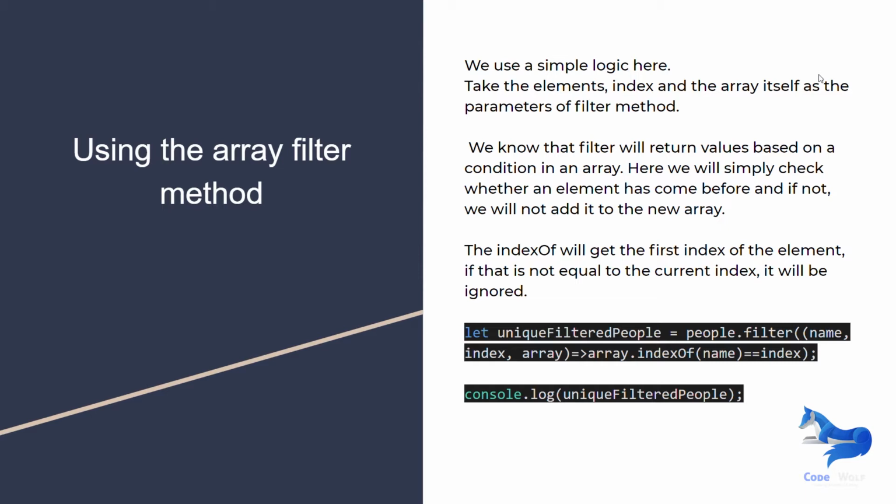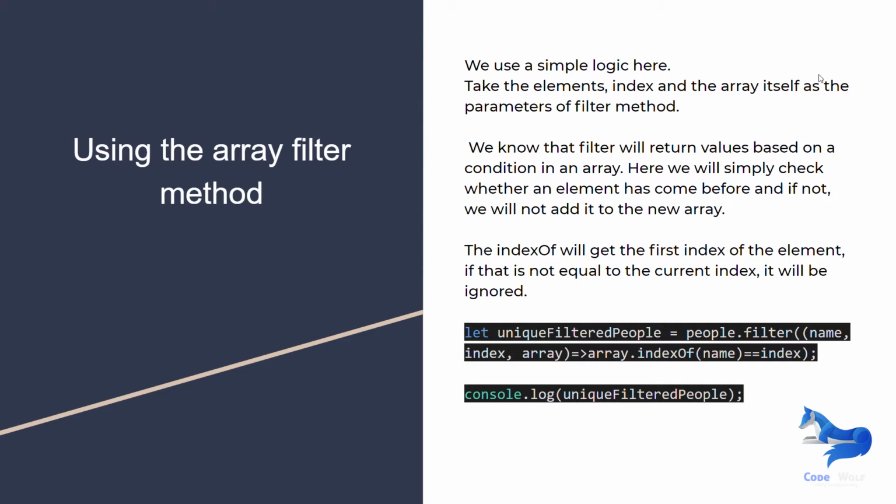Now what happens is we know that the filter will return these values based upon a certain condition that we apply upon the array. Here we only need to check that an element that has come before in the array will not be added into the new array.